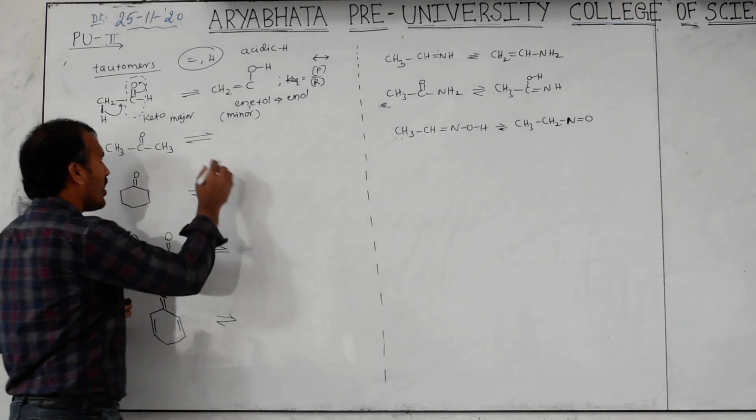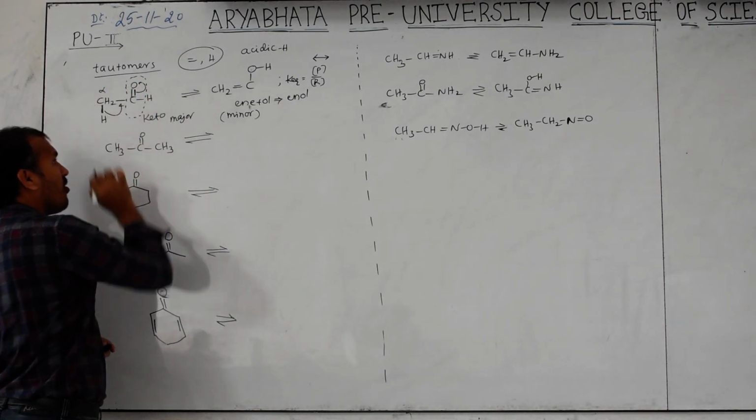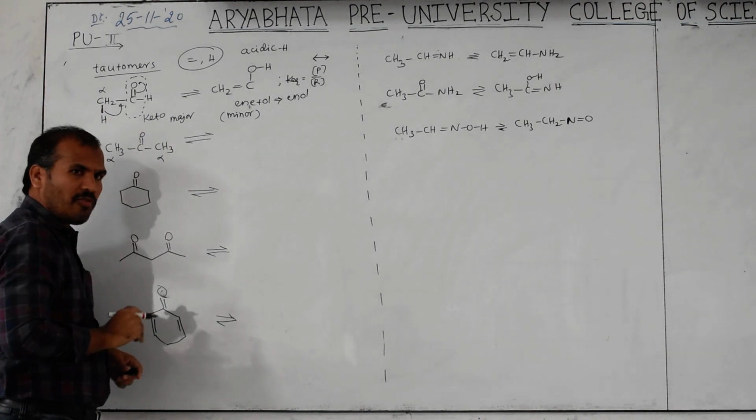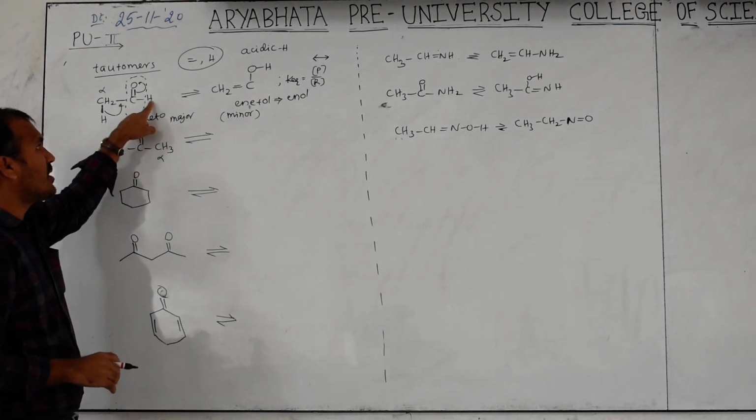So here also what we will get? Here both sides. This is what you call functional group. This is which one? Alpha carbon. This is a functional group. This is alpha. This is also alpha. Acidic alpha hydrogen, both sides are present. Here one side present. This is not acidic alpha.